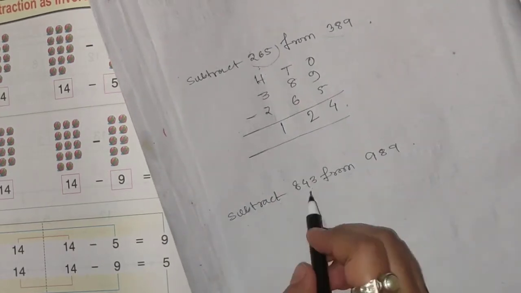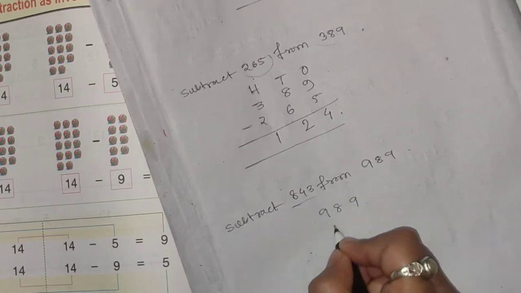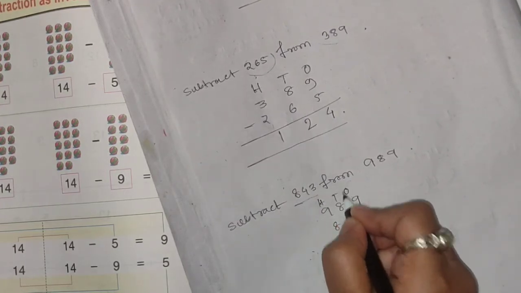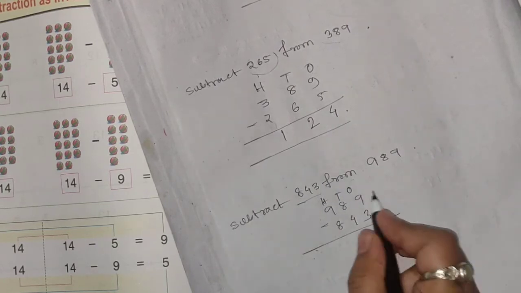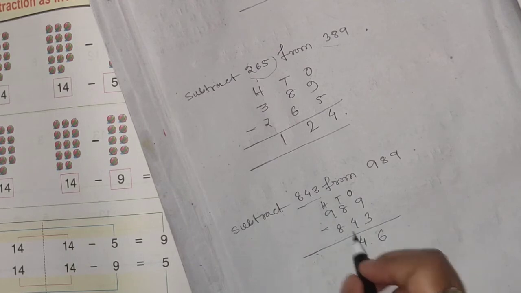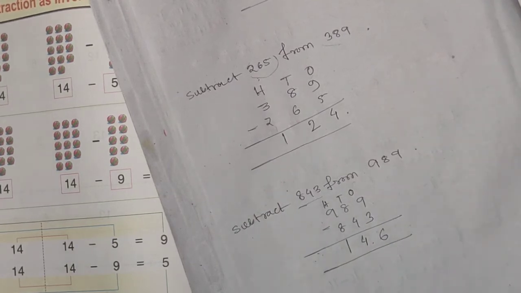Next question. Subtract this number from this number. 989, 843. Hundreds, tens, ones. 9 minus 3 is 6, 8 minus 4 is 4, 9 minus 8 is 1. So, 146, this will be the answer.